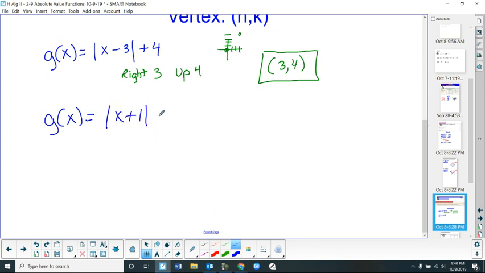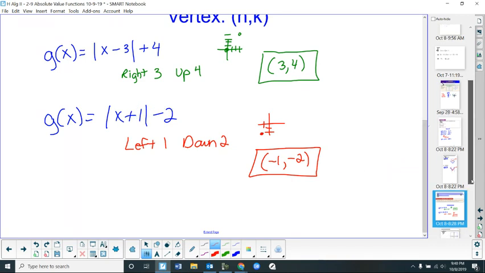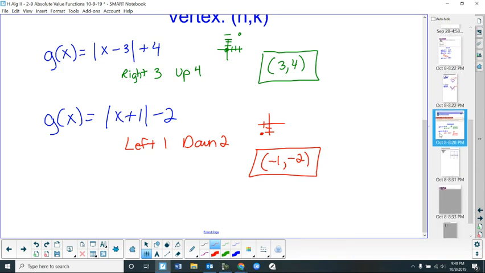Absolute value of x plus 1 minus 2. So I like to look at this and think, okay, which way is this shifting? It's shifting left 1 and down 2. So I envision in my head, I don't even draw this. I just envision in my head, left 1, down 2. There's my vertex. So it's now at negative 1, negative 2. Opposite, same, negative 1, negative 2. So if you want to use the equation, want to use what you already know about x and y, and how this thing changes, go for it.